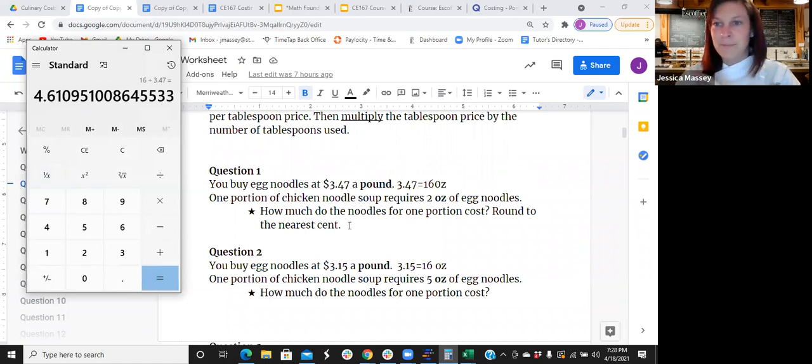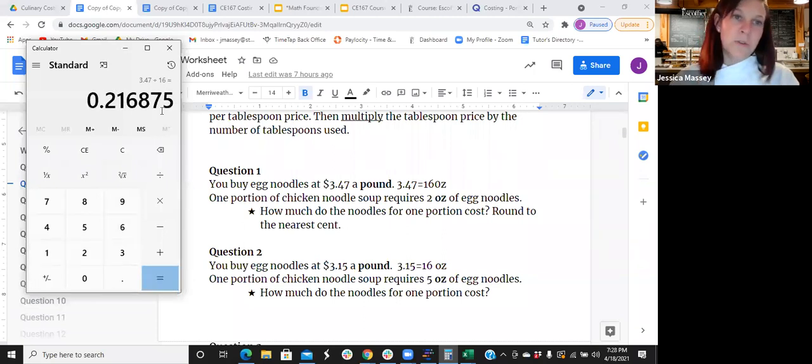You just flip-flopped them. You pulled a me. That's stuff I do. So you were on the right track though, Stanford. You would take your 3.47 divided by 16. You just did it the other way. And that gets us 0.216875. And that would be our price per ounce.